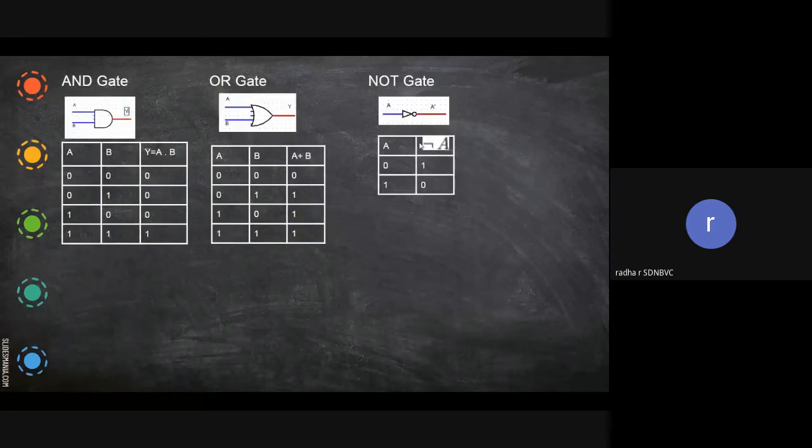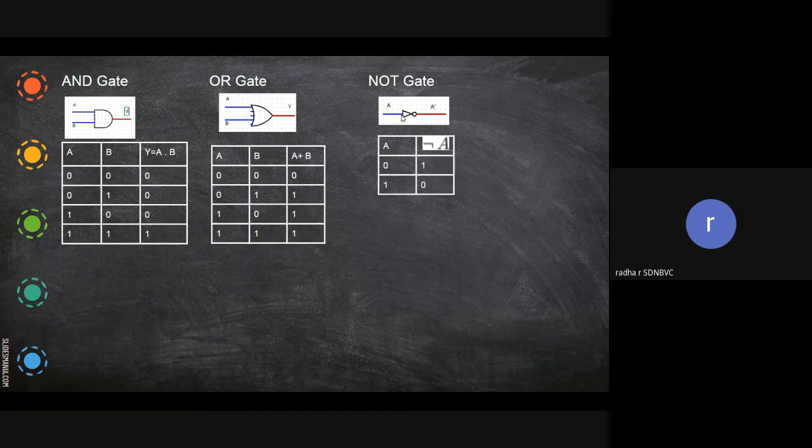A NOT gate you can represent like this. The symbol is a triangle, not this type of triangle, it has to be like this, sideways. And there will be a bubble. A bubble in an electronic circuit means complement. Complement is nothing but negation, the opposite, the inverse. Here, this is the input and this is the output line.